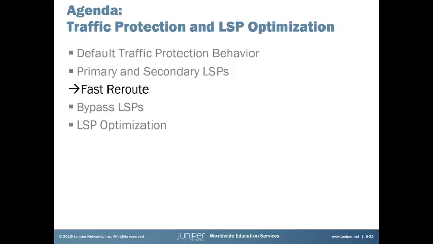Okay, so we looked at the concept of primary and secondary LSPs. We looked at the concept that we have priorities, and that we have a setup priority and a hold priority. The hold always has to be at least as strong as the setup, and in our priorities, 0 is the strongest and 7 is the weakest. And some LSPs are able to preempt or tear down other LSPs to allow those LSPs to be signaled.